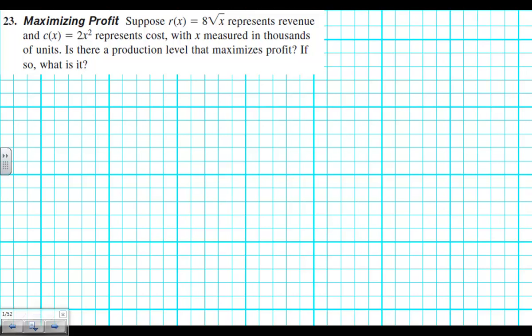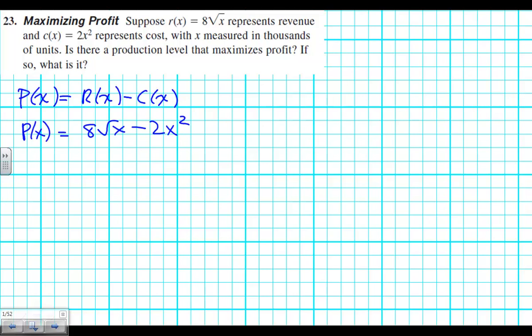All right. So suppose we have revenues and costs for some things that are measured in thousands. Is there a production level that maximizes profit? If so, what is it? Well, let's start with writing what the profit equation would be. Profit is going to be revenues minus costs. So there's our profit equation. In this case, it's going to be 8 root x minus 2x squared.